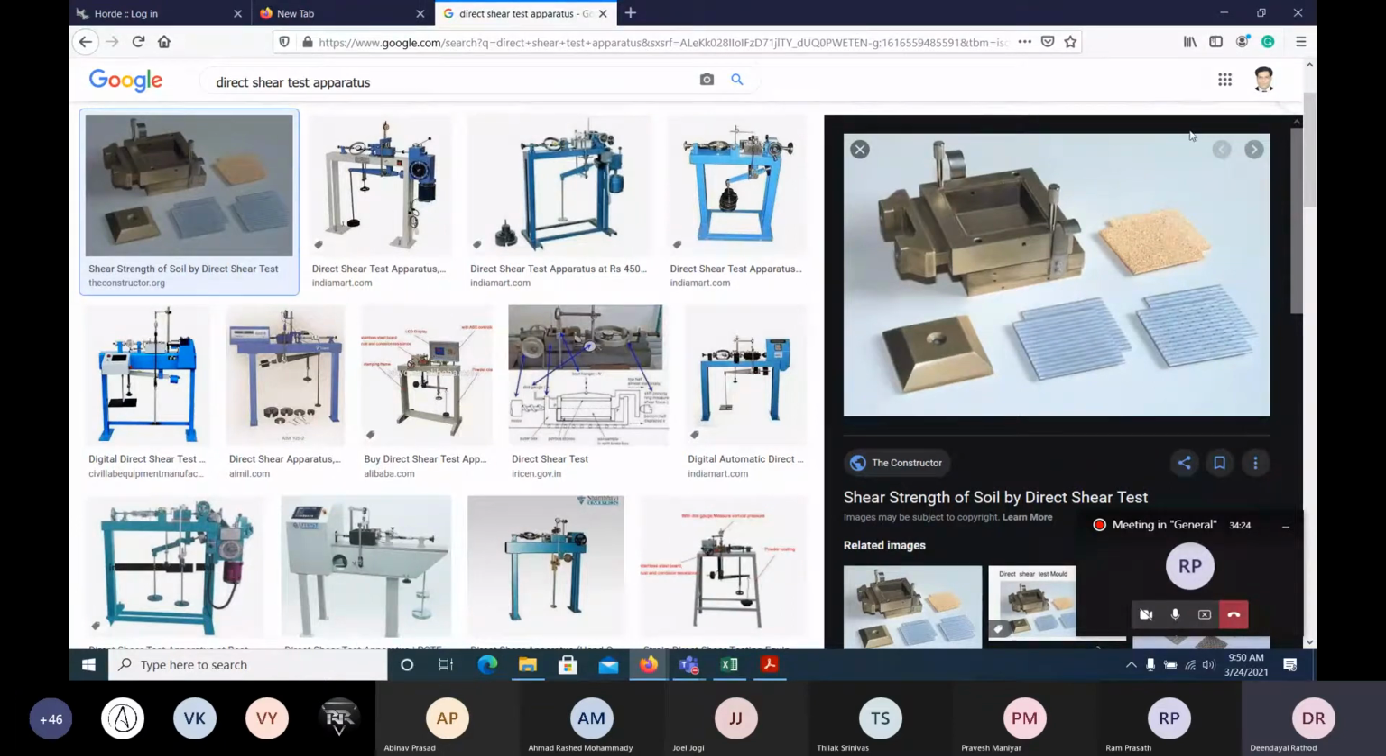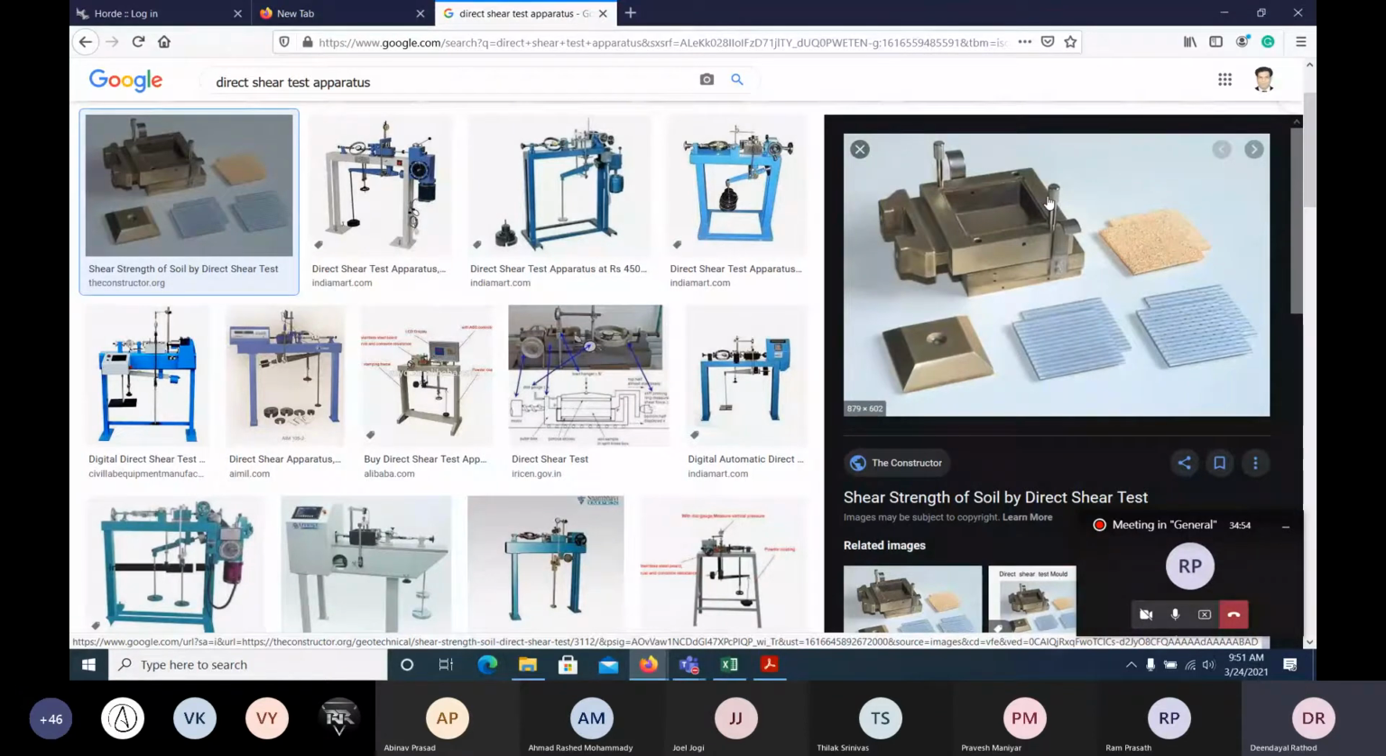Understand? So here, this is the box. This arrangement we have in our NIT. We have a very big size of this box here. Now what I'm trying to tell you is on this box we'll prepare a soil sample. The procedure is given. What we have to do is find the shear strength. We have to apply normal stress plus shear stress to plot the graph, right? That should be our aim.